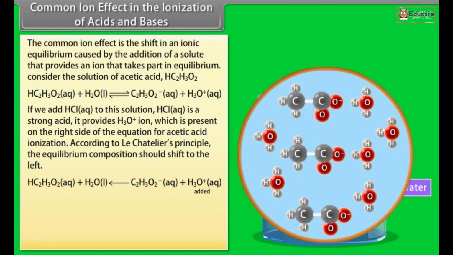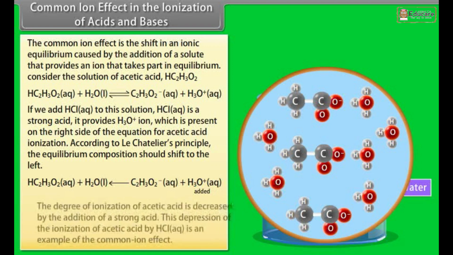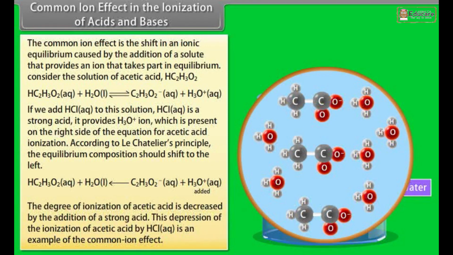According to Le Chatelier's principle, the equilibrium composition should shift to the left. The degree of ionization of acetic acid is decreased by the addition of a strong acid. This depression of the ionization of acetic acid by HCl is an example of the common ion effect.